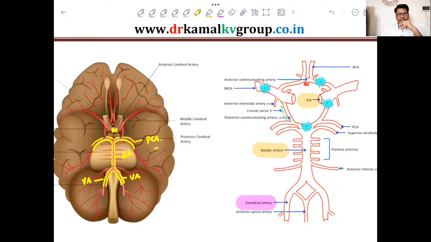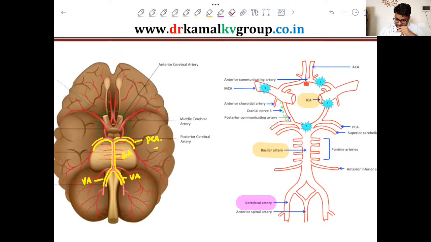Now the other components of the circle of Willis are derived from the internal carotid artery, which divides into two branches, the anterior cerebral artery and the middle cerebral artery, right? So if I show you, this is the internal carotid artery.